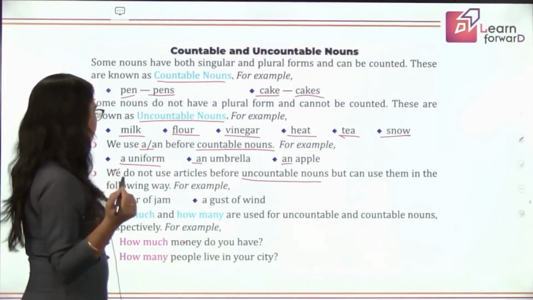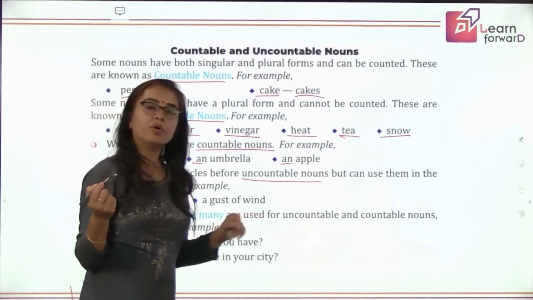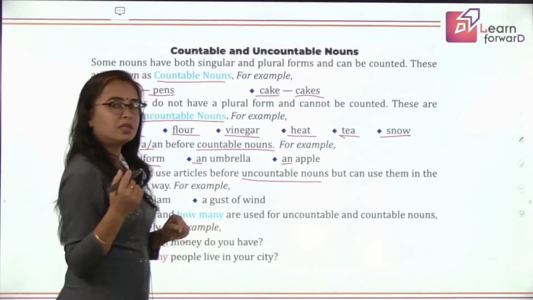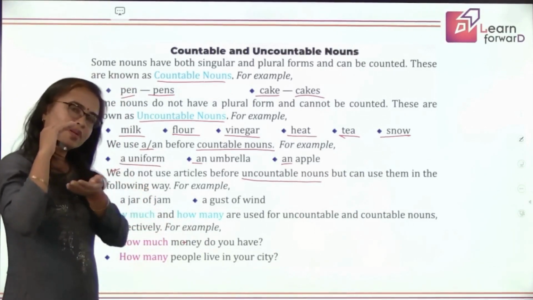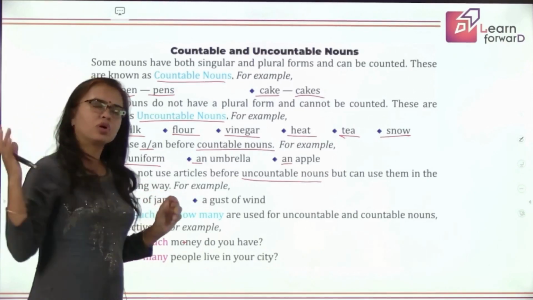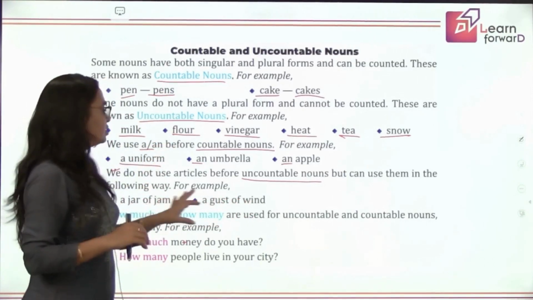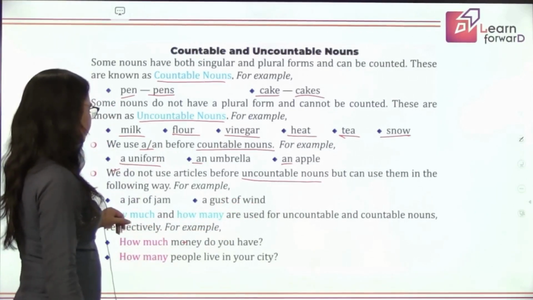If I am talking about jam or wind, these are uncountable. So, where am I using the article? I am using it before jar. I am talking about a jar of jam. I am talking about a gust of wind. So, before jam and wind themselves, I am not using a or an.